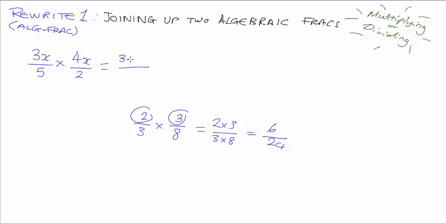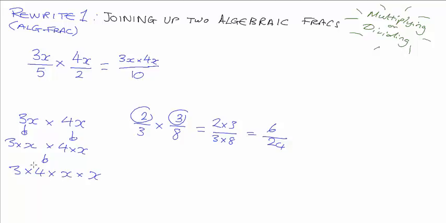So the top is going to be 3x times 4x, and the bottom is going to be 5 times 2, which is 10. Now remember, 3x times 4x is really simple to work out. You break that down: 3 times x times 4 times x, and we reshuffle the order because it doesn't matter what order we multiply stuff in. So this is exactly the same. Obviously this is 12, and this is x squared. So here we go, 12x squared.